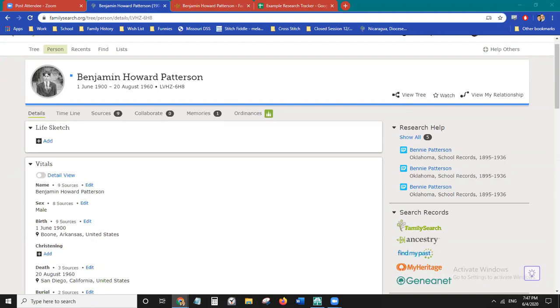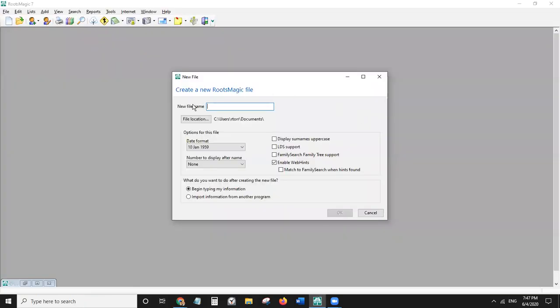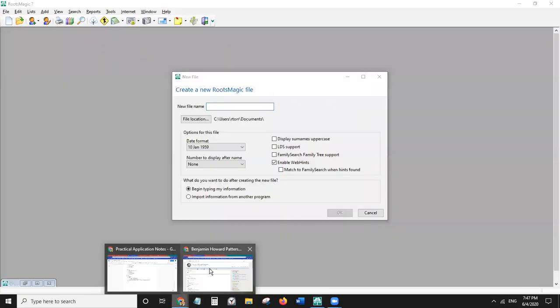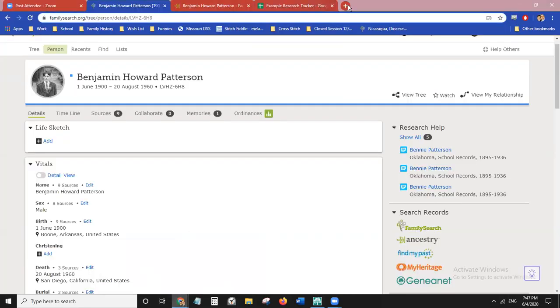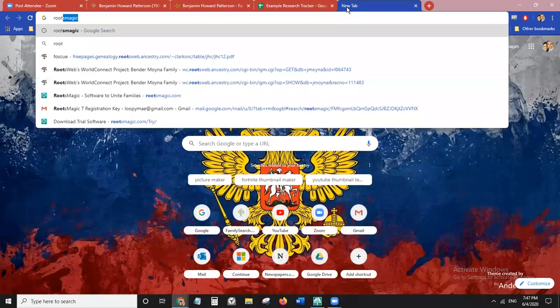So check that out. Before we close, I'm going to talk about RootsMagic. RootsMagic, this is what it looks like. RootsMagic is a software, and you can download it online.